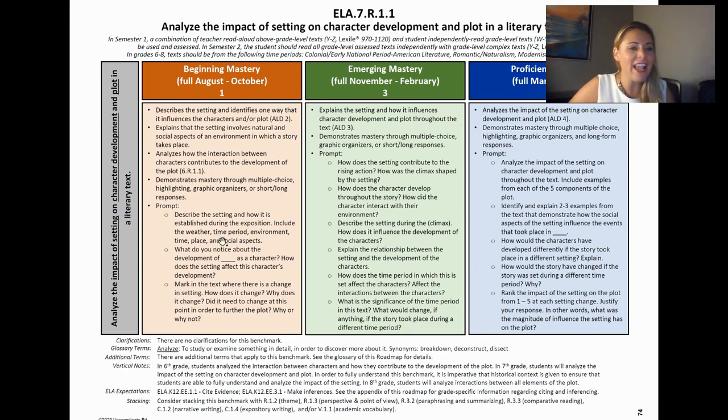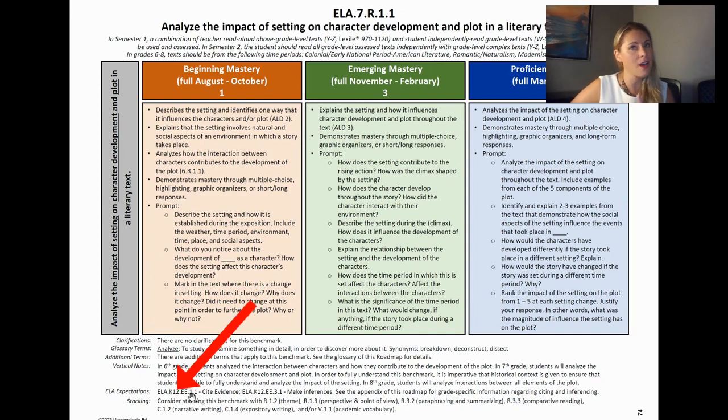To top that off, we added questions and tasks to go along with what the benchmark would look like at 3 different points in the year. Look at this, mark in the text where there's a change in setting. Here, what's the significance of the time period? Or here, analyze the impact of setting. At the bottom, we included any clarifications, if there were any, glossary terms, additional terms, and one of my favorite parts, vertical notes. In other words, what did this benchmark look like in 6th grade? What will it look like in 8th grade to really give you those content limits?